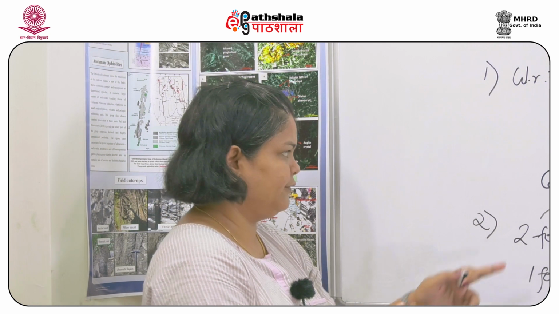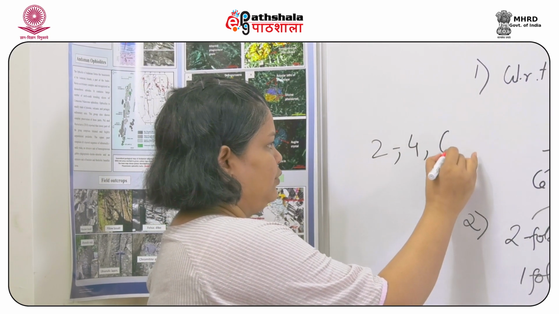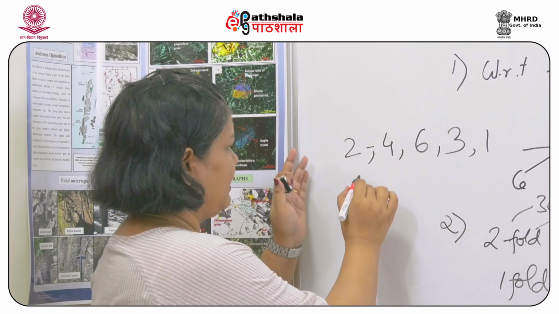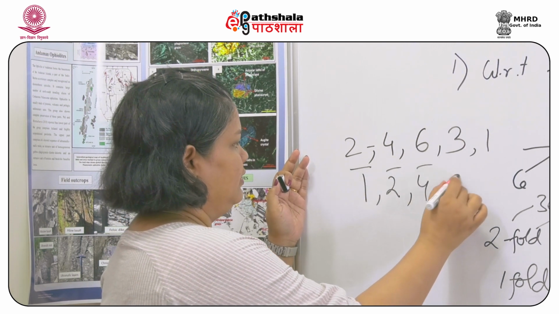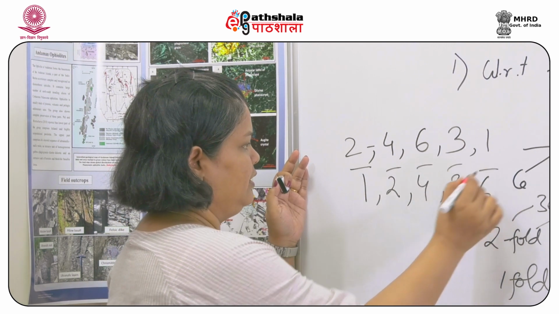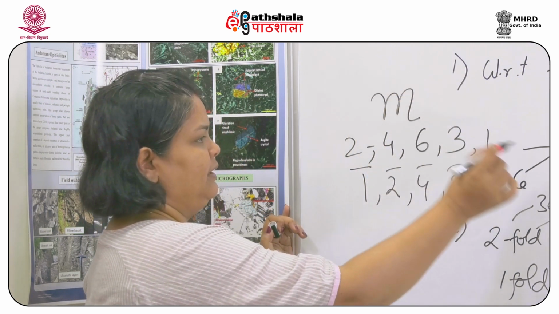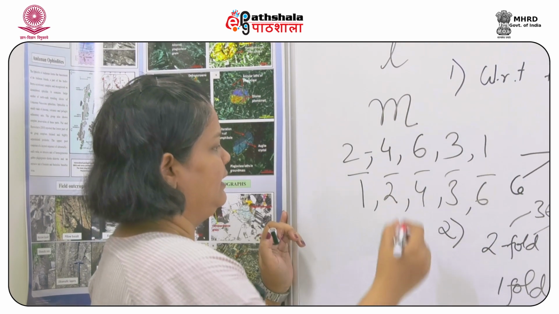With respect to an axis, we have two-fold, four-fold, six-fold, three-fold, and one-fold. We have axes of roto-inversion, which are one-fold, two-fold, four-fold, three-fold, and six-fold. Then we have the mirror plane, which is designated by M. Then we have the center of symmetry, which is designated by I.